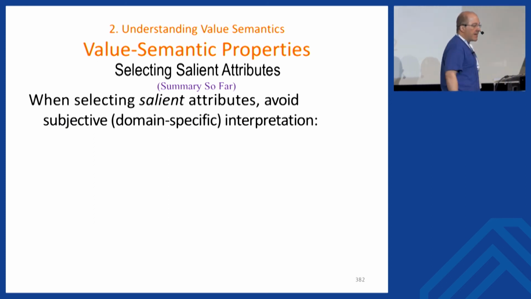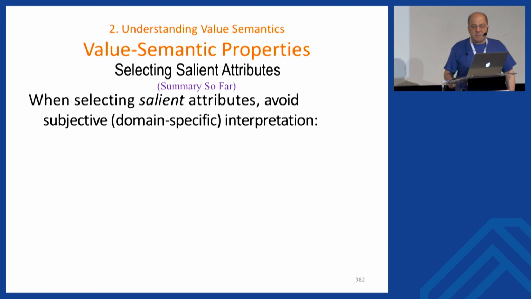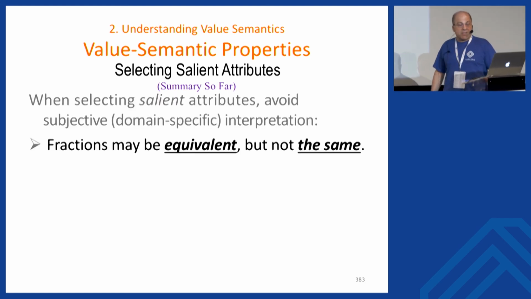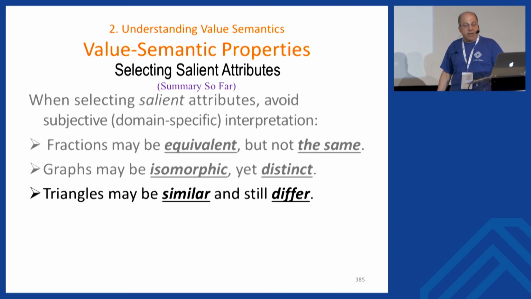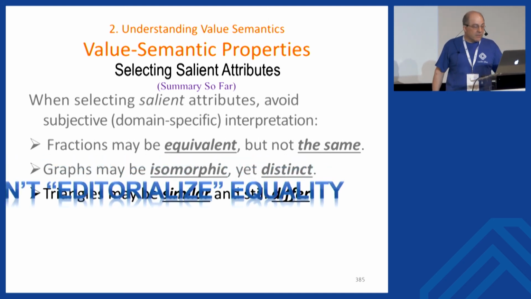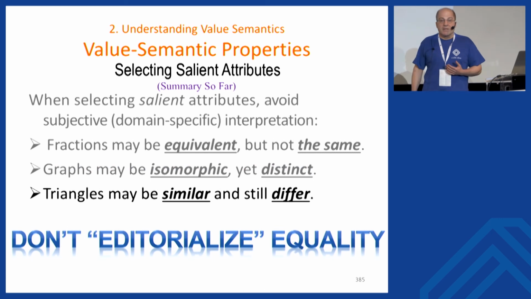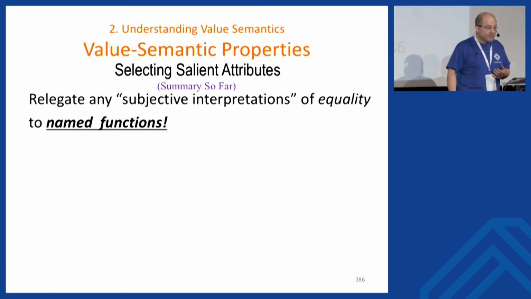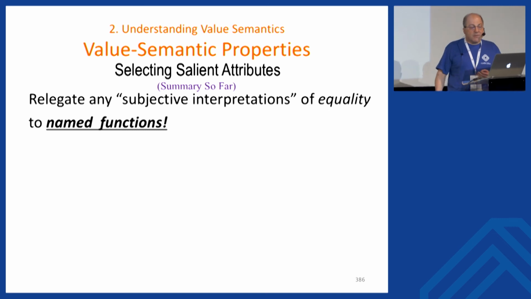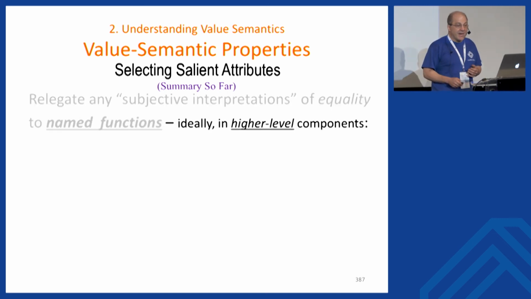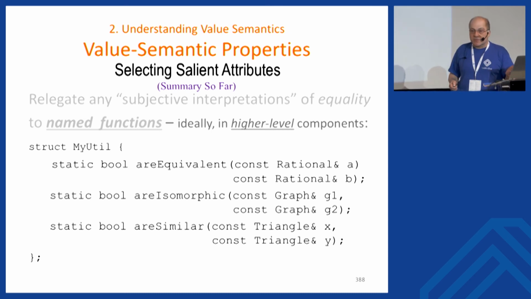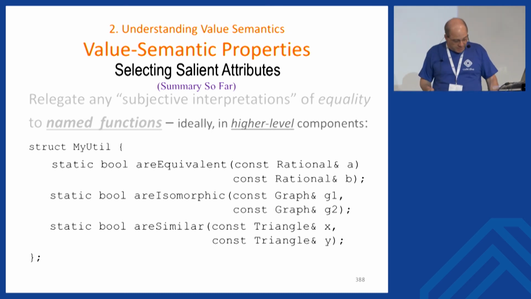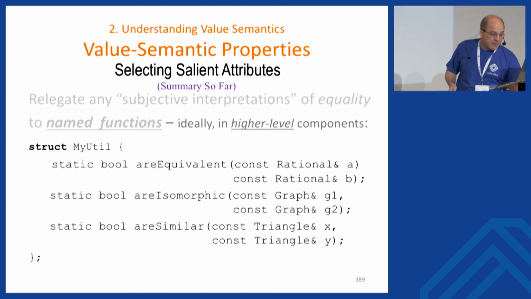So, when selecting salient attributes, avoid subjective domain-specific interpretation. Fractions may be equivalent, but not the same. Graphs may be isomorphic, yet distinct. Triangles may be similar and still different. Don't editorialize on equality. Relegate any subjective interpretations of equality to named functions, ideally in higher level components. Not the same component, this is just a picture. You would put them in different components because they pertain to different types.